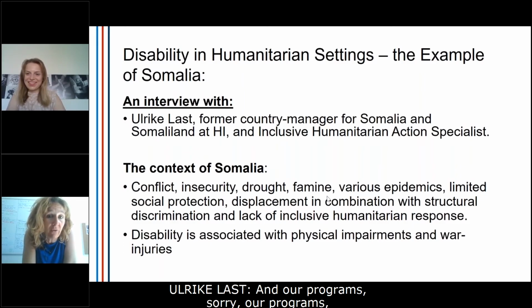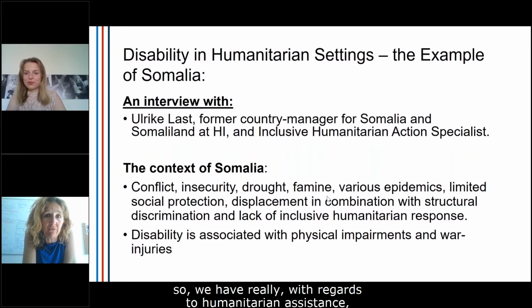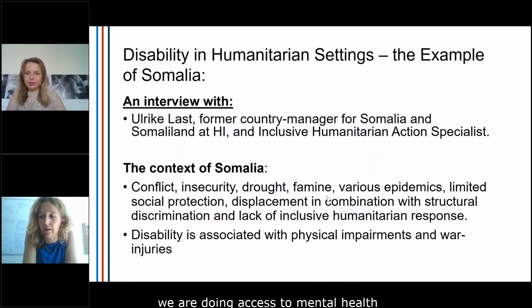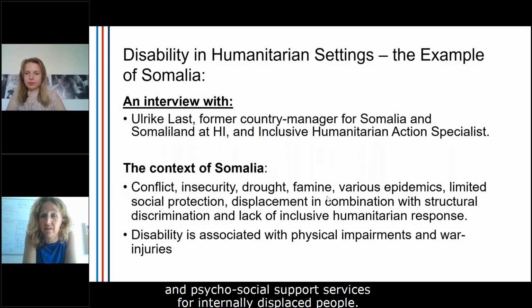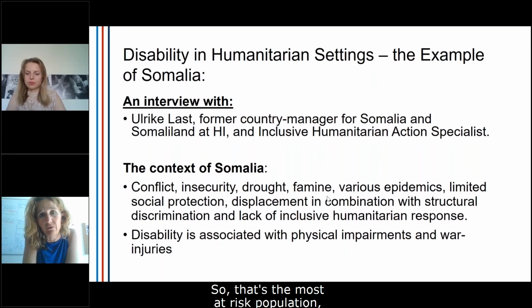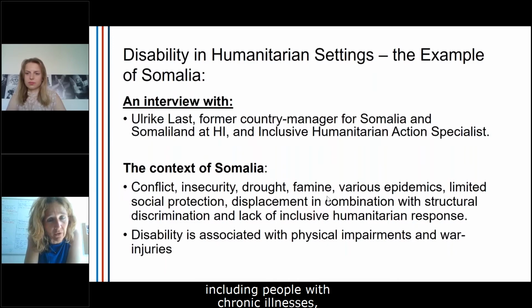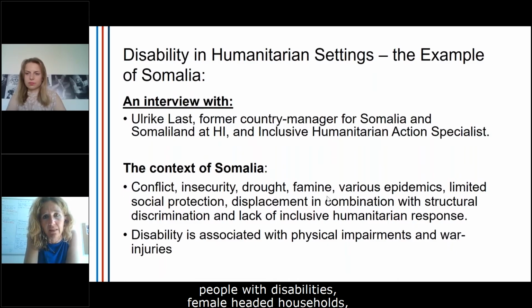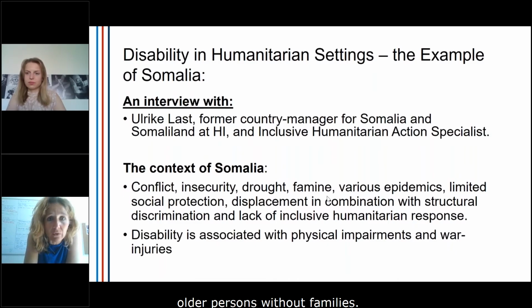Okay. And our program, with regards to humanitarian assistance, we are providing access to mental health and psychosocial support services for internally displaced people. We also refer people who don't have access to basic needs to other organizations who are providing basic needs. So that's the most at-risk population, including people with chronic illnesses, people with disabilities, female-headed households, older persons without families.